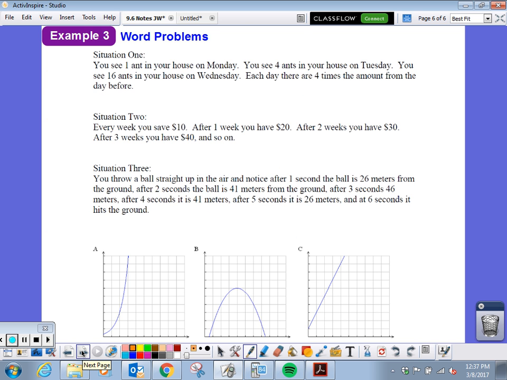All right, last thing we're going to talk about, we're going to look at these word problems, and we're going to match them up with these graphs at the bottom. So if you look at graph A, that's exponential, B is quadratic, C is linear. Okay, so here we go.